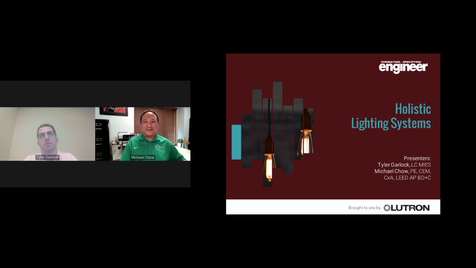Good, lots of good details there. Thank you. All right, next question, Tyler. This one's for you. Let's talk Kelvin, 3500K versus 4000K fixtures. Which one is better for an office space?